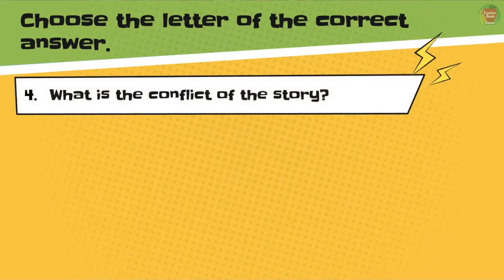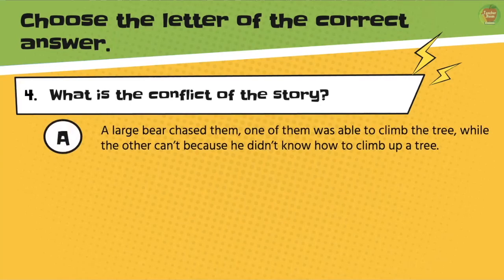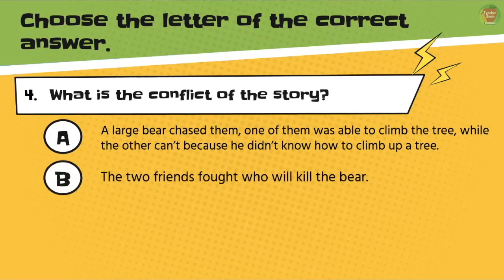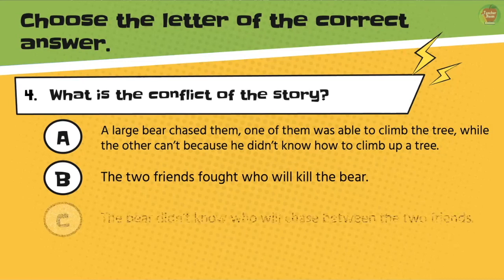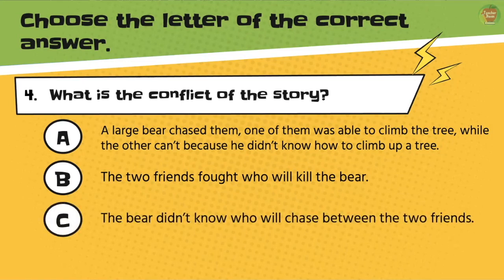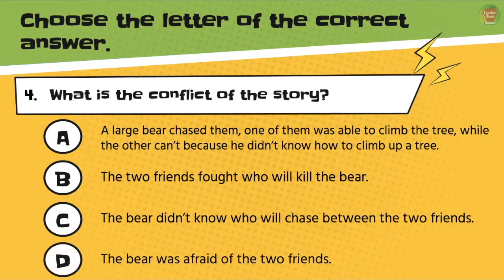Four. What is the conflict of the story? A. A large bear chased them. One of them was able to climb the tree while the other can't because he didn't know how to climb a tree. B. The two friends fought over who will kill the bear. C. The bear didn't know who to chase between the two friends. D. The bear was afraid of the two friends.